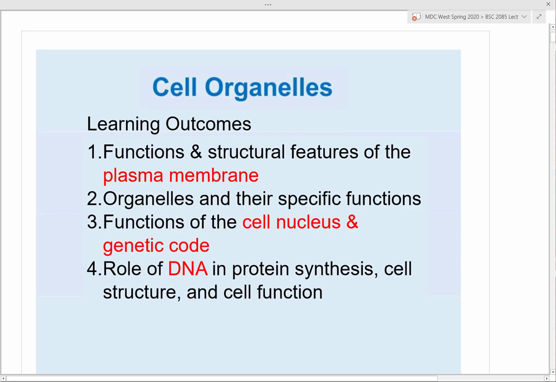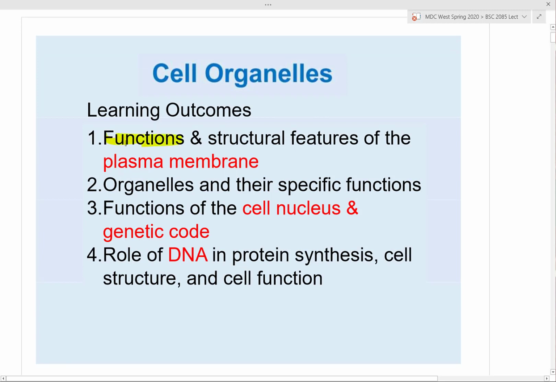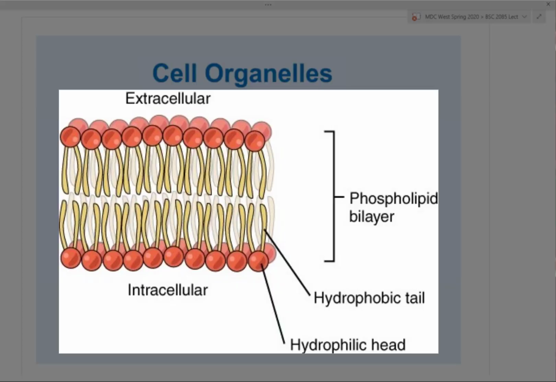Today we're going to start with the cell, and there's going to be the cell organelles. Outcomes basically is going to be the functions and the features of the plasma membrane. So we talked about plasma membrane. We started talking about it in the last chapter, and that was on the phospholipid. You had a phospholipid bilayer, which is a phosphate, which is hydrophilic, and a lipid, which is hydrophobic.